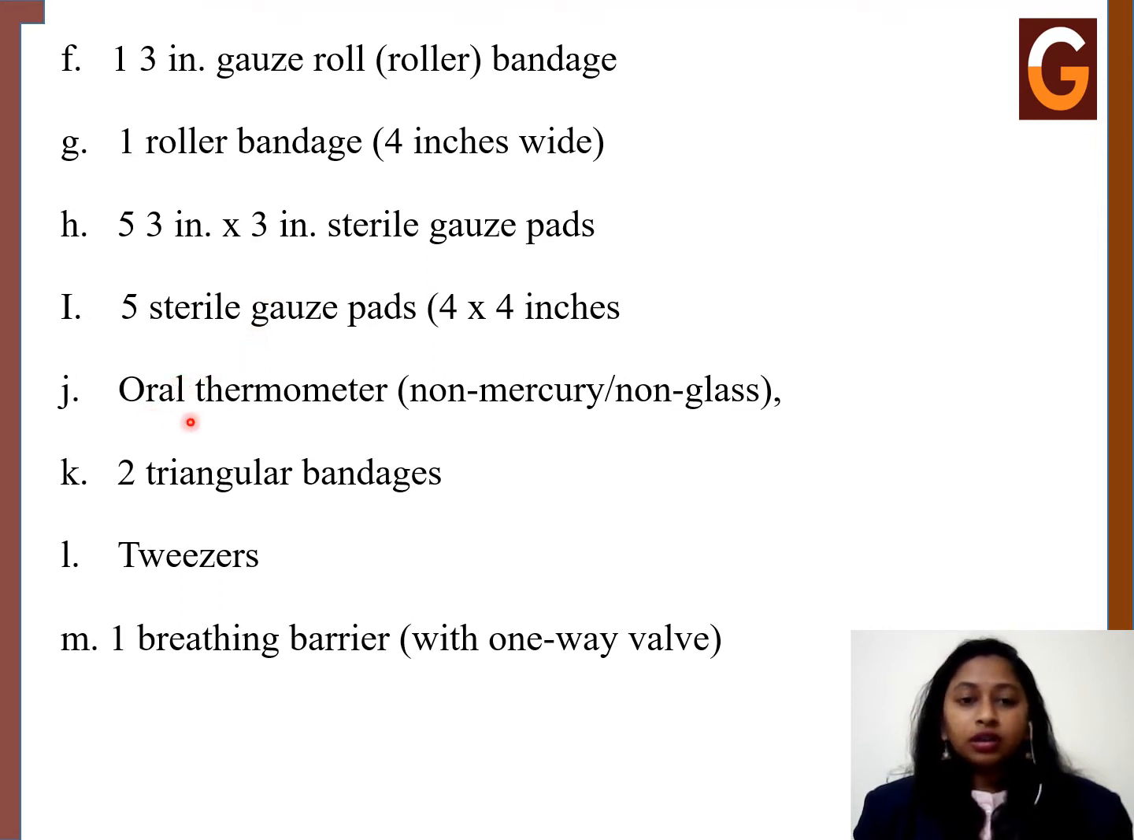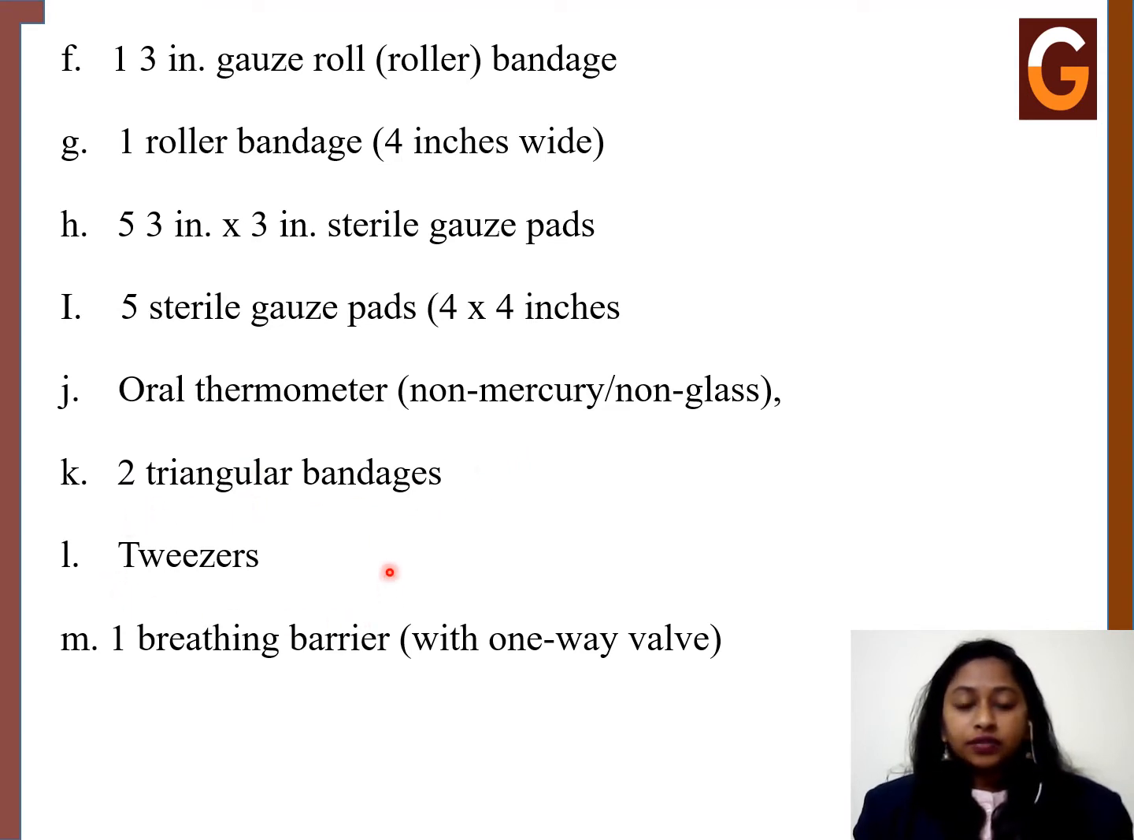Next is the oral thermometer, which is very important just to measure the temperature, useful for the kids as well. Two triangular bandages. This is nothing but to give assistance to your shoulder immobilization. So when we have a shoulder pain, for quick first aid, we can use a triangular bandage.